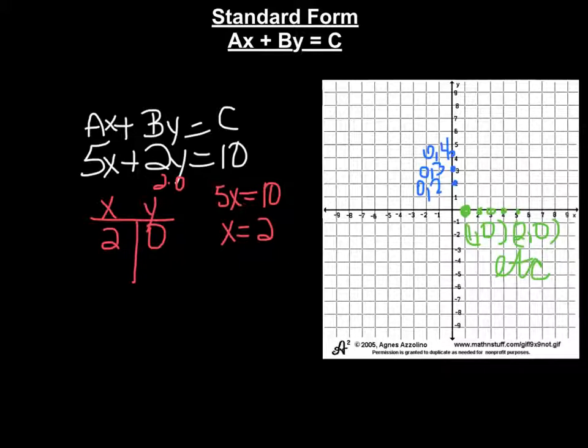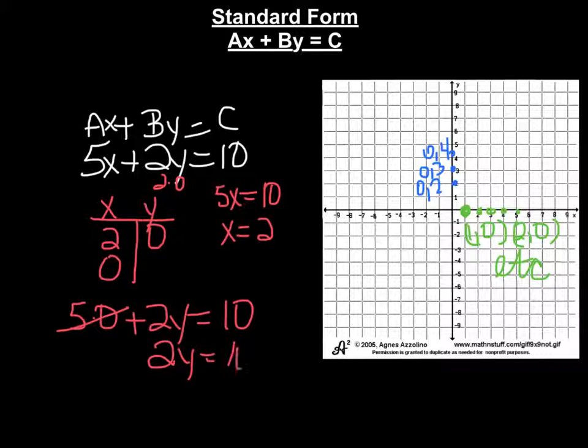If you want to find the y-intercept, you put 0 in for x. When you substitute 0 in for x in this equation, 5 times 0 plus 2y equals 10. Well, 5 times 0 is 0, so that just goes away. It wipes out, and you are left with 2y equals 10. You'll divide by 2, and you get y equals 5. So now your y-intercept is at 5.